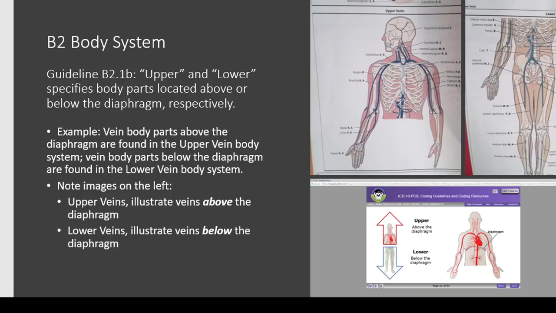Guideline B3.1b is about upper and lower body parts, and the PCS classification defines upper and lower as above or below the diaphragm. If you look at the illustrations in the codebook for the upper vein and lower vein, you see that the diaphragm is the cutoff point there on the upper veins, and the lower veins as well. You can tell where the PCS tables draw the line there at the diaphragm. And then the bottom screenshot is from the Haugen Academy module. Same thing, showing you upper and lower with the diaphragm being your dividing point.